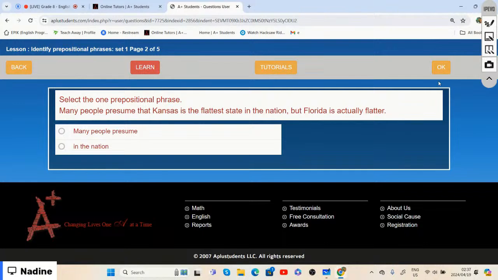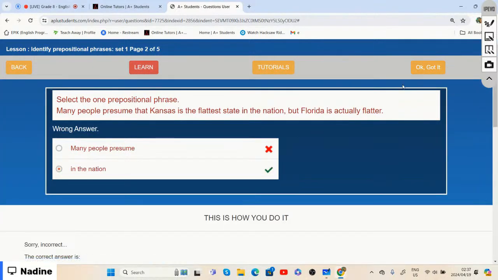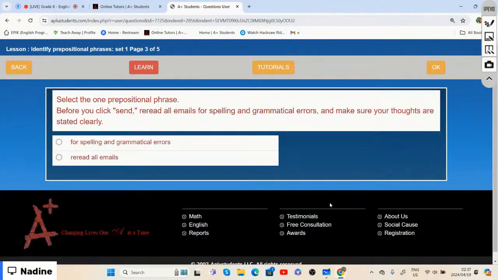All right. So if we choose the prepositional phrase, it's in the nation, not many people. So it's in the nation. Before you click send, reread all the emails for spelling and grammatical errors and make sure your thoughts are clearly stated.